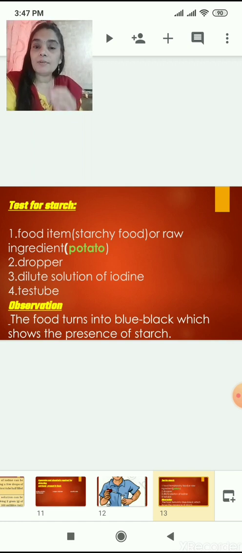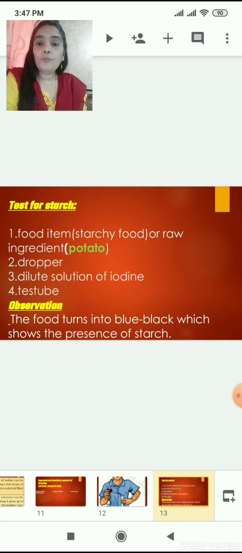Now we can repeat this test with other food items. So what are the other food items we have? That is gram flour and nuts. So with the same procedure, now you will take the gram flour and again add 2-3 drops of iodine solution and wait for some time. If that also changes its color, that means that gram flour also indicates the presence of starch, but only potato changes its color.